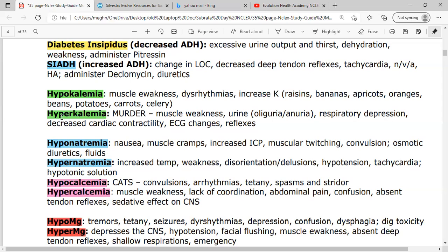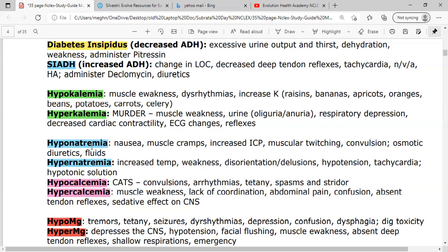When potassium level goes up, we call it hyperkalemia. Patient presents with muscle weakness, urine either oliguria or anuria, completely stopped urine or a scanty amount of urine, respiratory depression, decreased cardiac contractility, EKG changes, and also reflex changes. Easy way to remember: MURDER. M for muscle weakness, U for urine oliguria or anuria, R for respiratory depression, D stands for decreased cardiac contractility, E stands for EKG changes and reflex change as well.